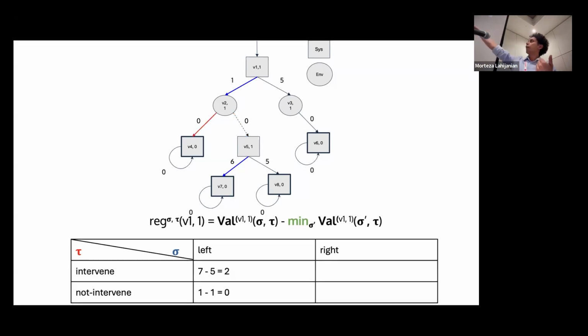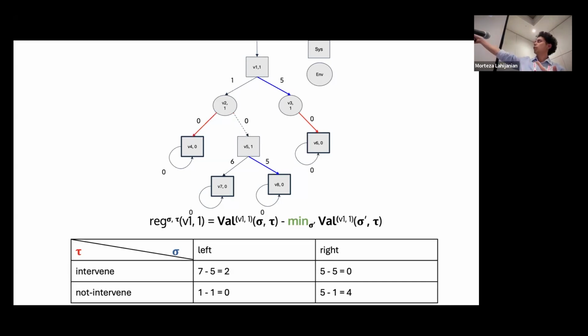Now, going left, if I knew the human was not going to intervene, my regret would have been 0. Same thing going right. If I knew the human was not going to intervene on this side, my cost would be 5 minus... sorry, it will intervene here. So it would be 5 minus 5, because my optimal choice would have been 5.